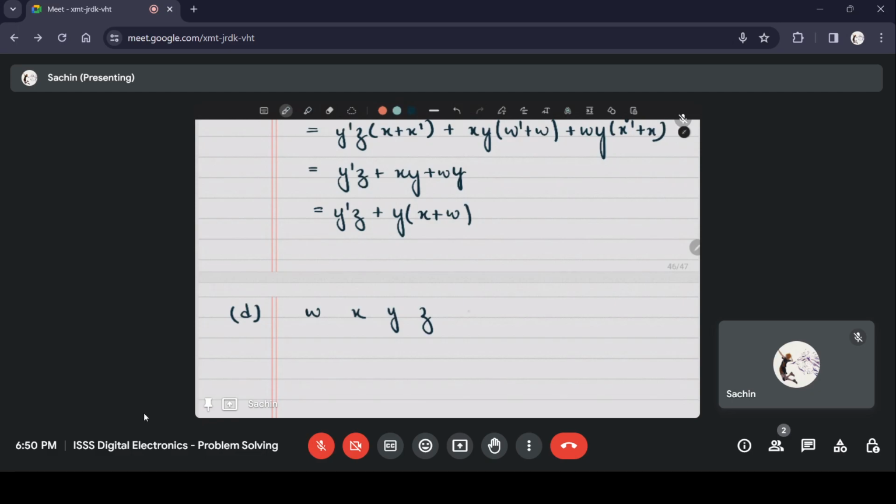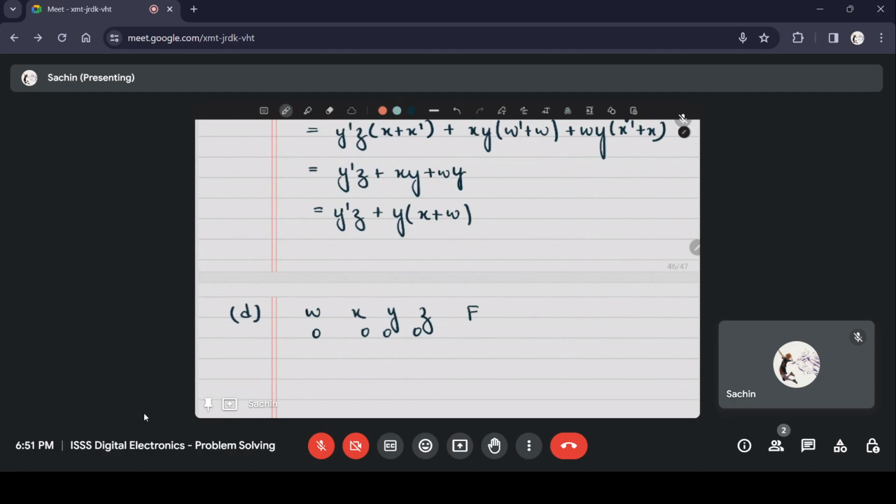So we'll follow the same logic. If any one of the terms becomes 1, then your output function will become 1. And for the first term to become 1, first term is y prime z. So if y is 0 and z is 1, the first term will become 1. Second term is y and x plus w.